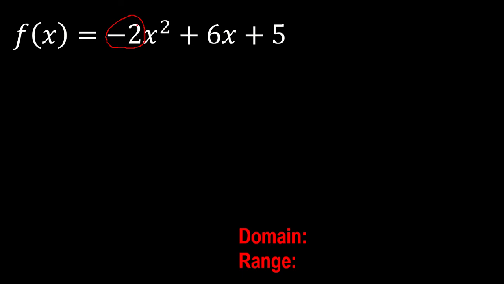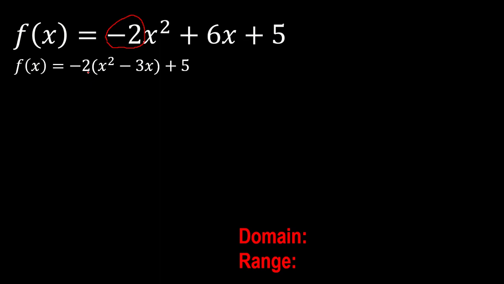And also, we need to factor out this negative 2. So let's factor that out. We have negative 2, quantity x squared minus 3x, plus 5. In the first two terms, we have the common monomial factor of negative 2.